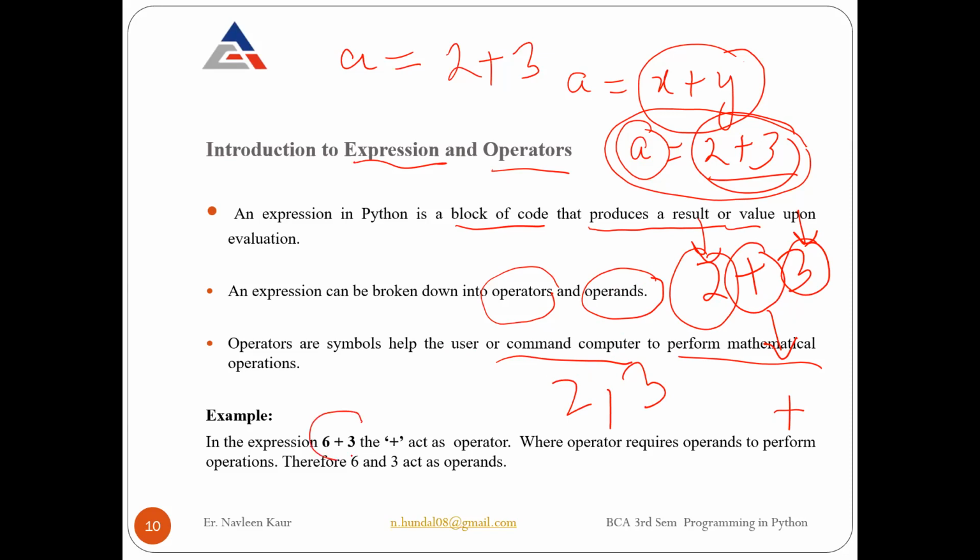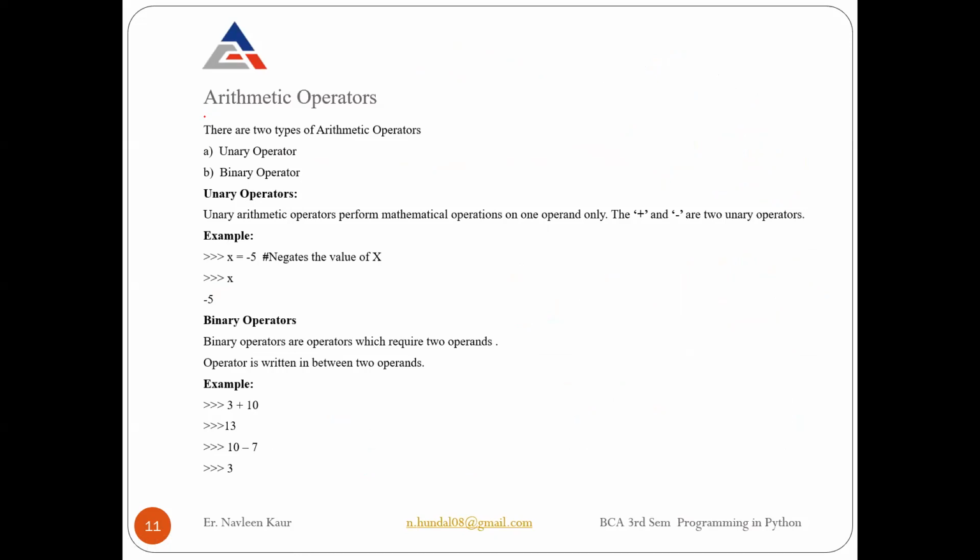So for example, this is an expression: 6 plus 3. The plus is an operator. Every operator requires some data, some operands, so 6 and 3 are the operands for it. Now there are certain categories of operators. First are arithmetic operators. Arithmetic means plus, minus, multiply, divide, and so on. I hope you have done already that arithmetic operators are of two types, unary and binary.